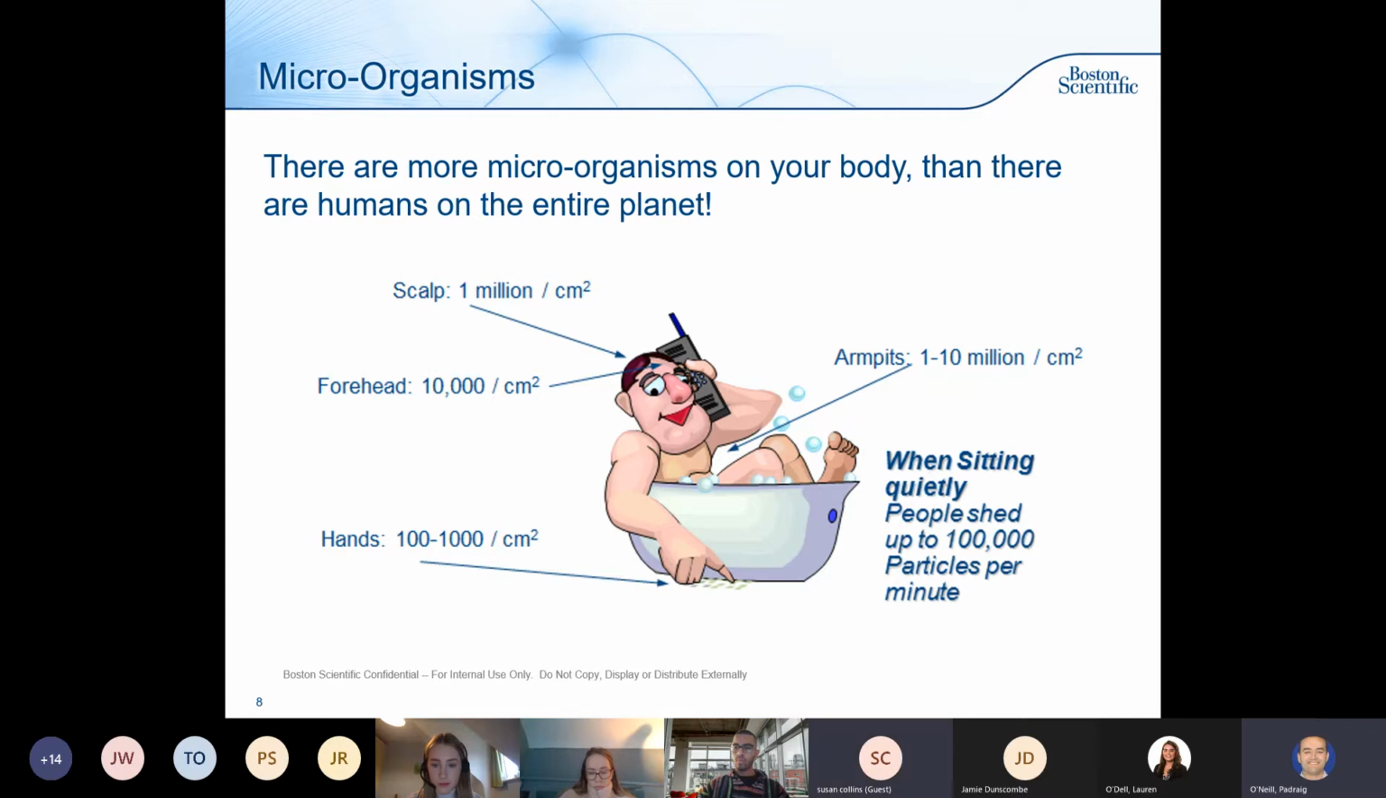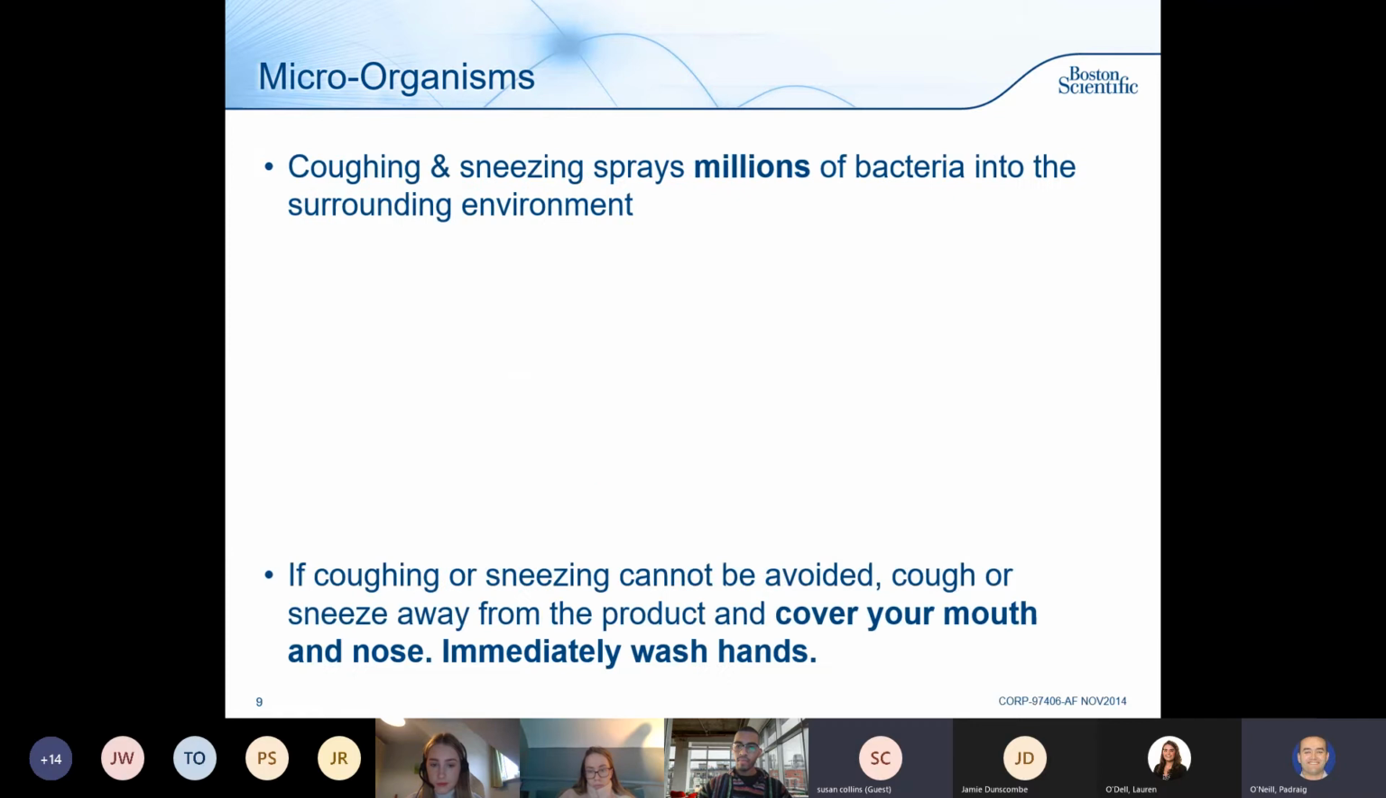But when you're actually in the room working, walking around and building the product, that obviously can increase. So wearing the gowns, the hairnet and beard covers, etc., is all limiting the contamination that's shed to the room. Something to watch out for, especially in the COVID environment, is that coughing and sneezing sprays millions of bacteria into the surrounding environment.